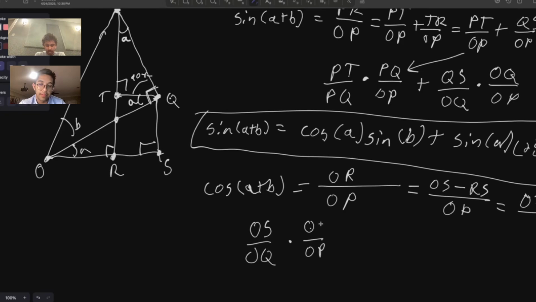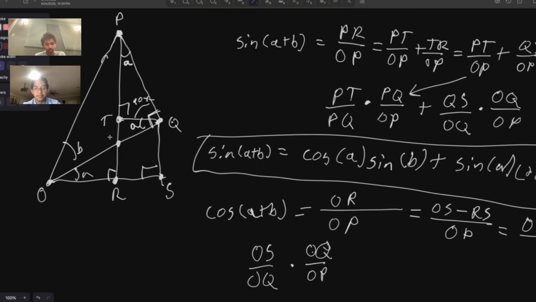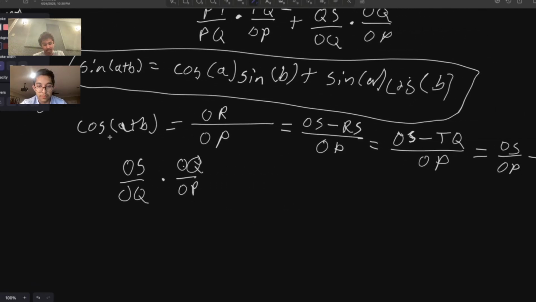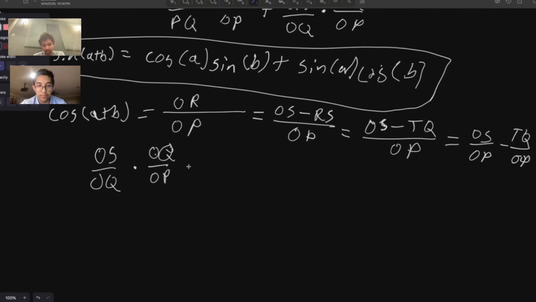Because what's OS over OQ in terms of angle A? Oh, it's the cosine. Yes, we get the cosine, and OQ over OP in terms of angle B is the cosine of angle B. Now what we'll do is we'll just subtract that from TQ over something times something over OP.